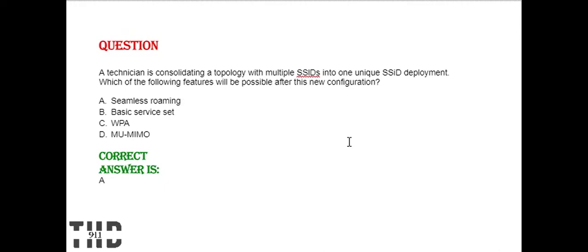A technician is consolidating a topology with multiple SSIDs into one unique SSID deployment. Which of the following features will be possible after this new configuration? Option A, seamless roaming. Option B, basic service set. Option C, WPA. Option D, MU-MIMO. The correct answer is option A.